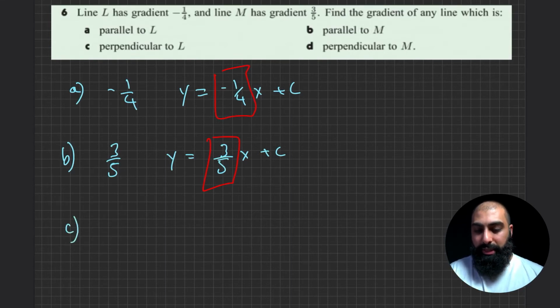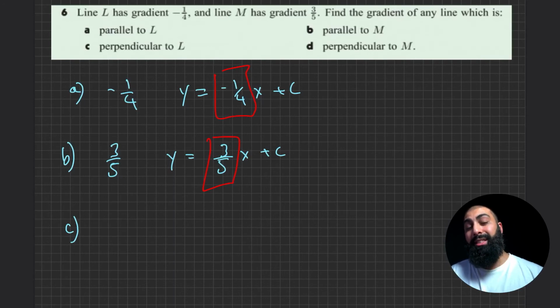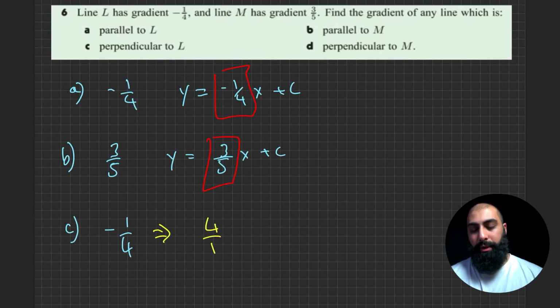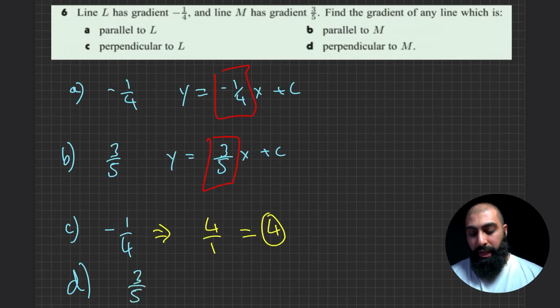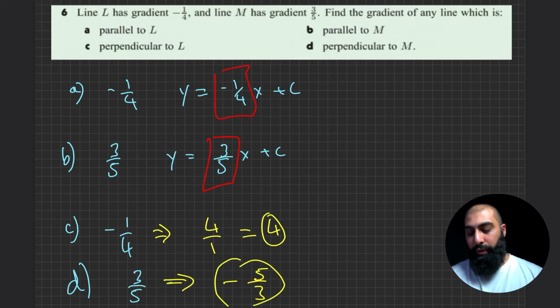Part C then, part C says perpendicular to L. Remember that a line that is perpendicular will have a gradient which is the negative reciprocal. So line L has a gradient of -1/4. So the negative reciprocal of this will be 4/1, okay, which in this case is just 4. Part D then, it says perpendicular to M. We know that M has a gradient of 3/5. We're going to find the negative reciprocal, which is basically going to be -5/3, okay. So that will be the gradient of a line which is perpendicular to M.